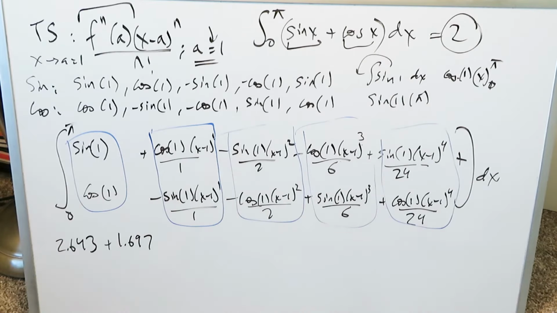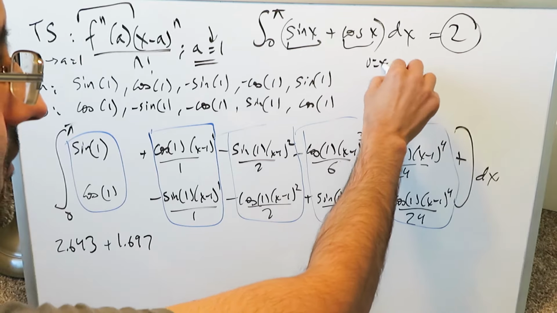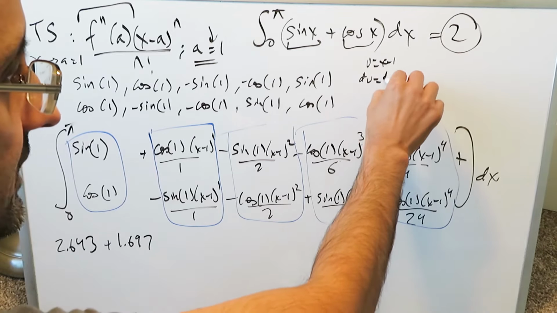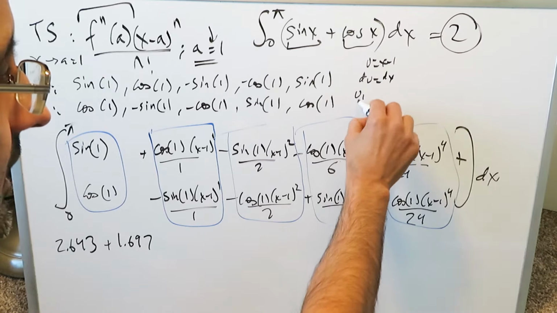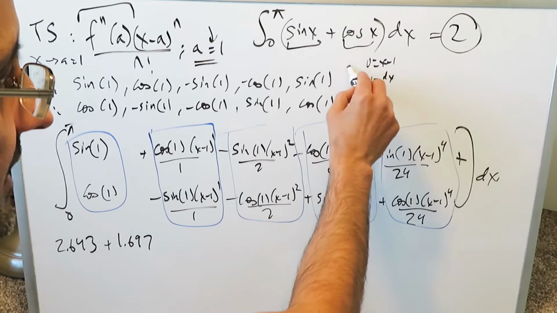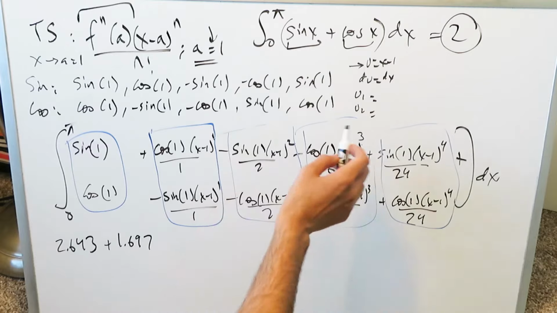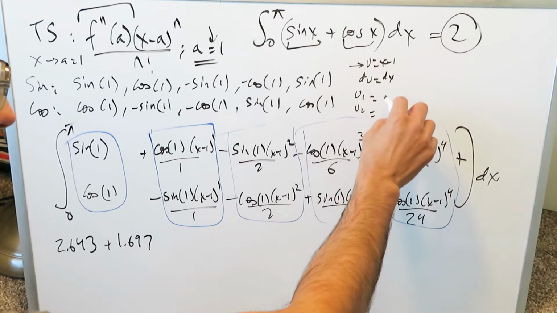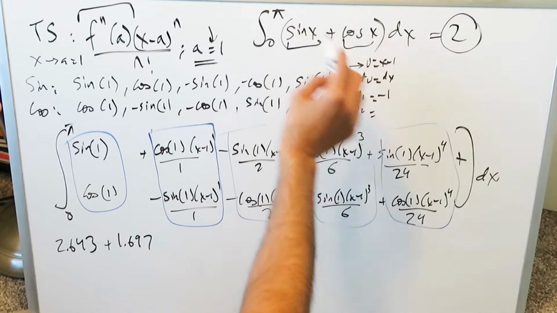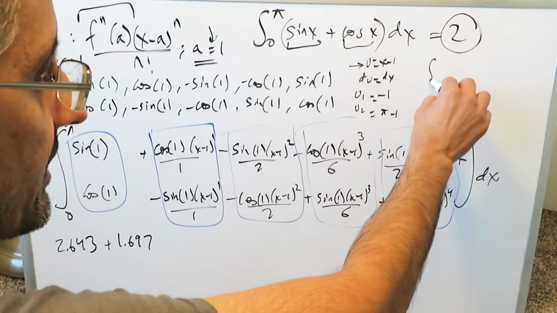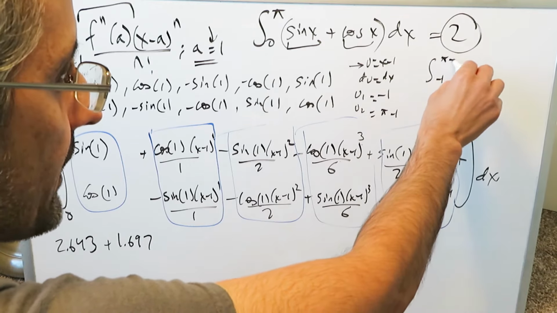Now we'll come over here. You're going to do u substitution. If u is equal to x minus 1, du is equal to dx, then u1 and u2 are, based on this, obviously 0 and pi. That's what you have. X minus 1 at 0 is minus 1. X minus 1 at pi is pi minus 1. Your integral becomes this, from minus 1 to pi minus 1.